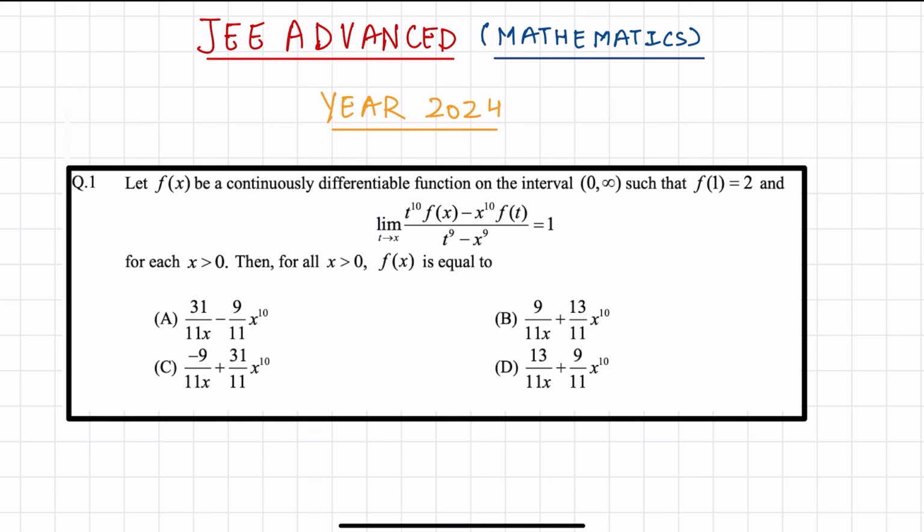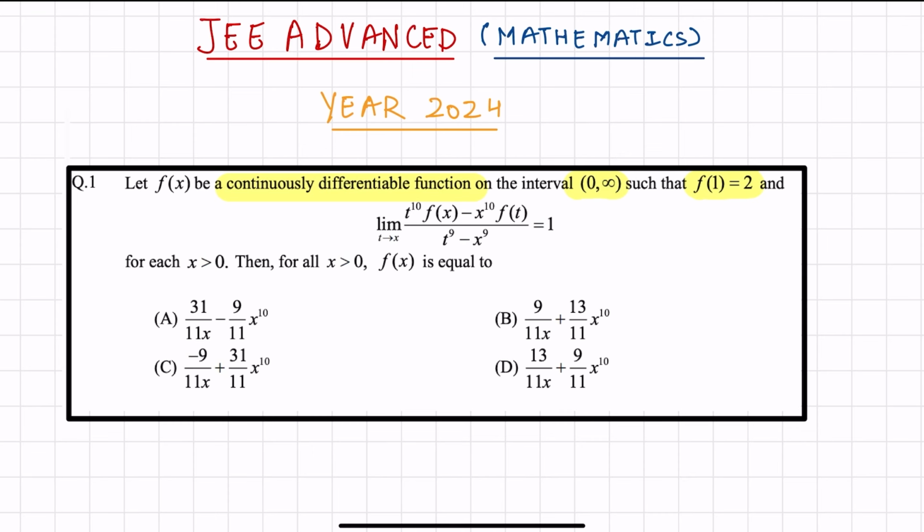How will you solve this problem when you see this in an exam? So let's look at the information. This is a differentiable function on the interval 0 to infinity, which means you can differentiate it, which is going to be important. And they have given you a condition, f(1) is equal to 2. They have also given you a limit involving this function that should be equal to 1, and they want you to identify what kind of function this is.